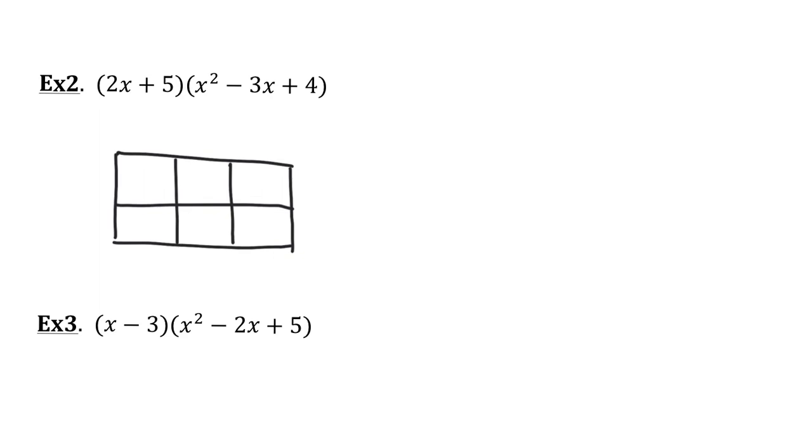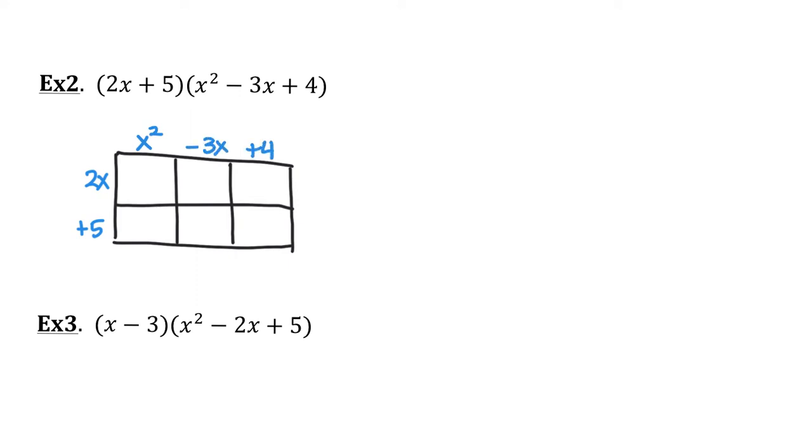Since the 2x plus 5 has 2 terms, I'm going to go ahead and line it up here. If I had oriented my box differently, I might have done it along the top. And I'm multiplying by x squared minus 3x plus 4, so I'm going to line that up on the side that has space for 3 terms.